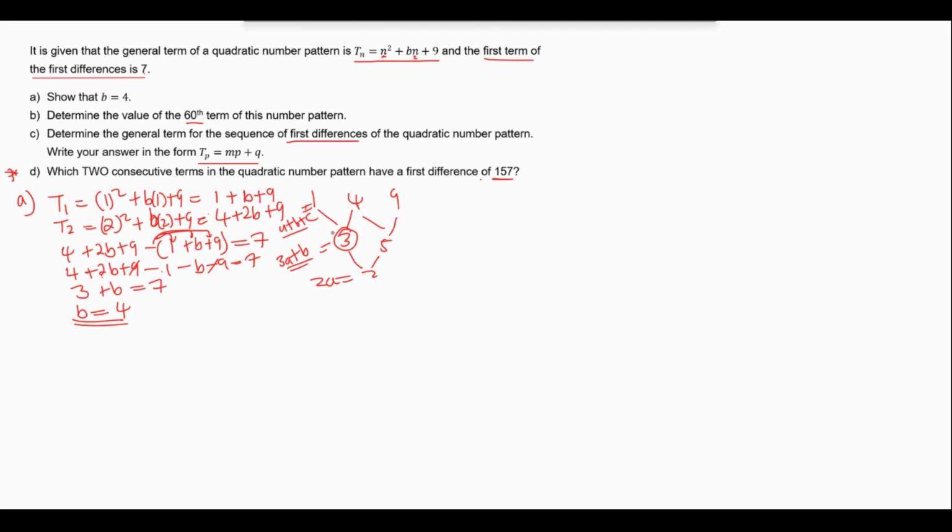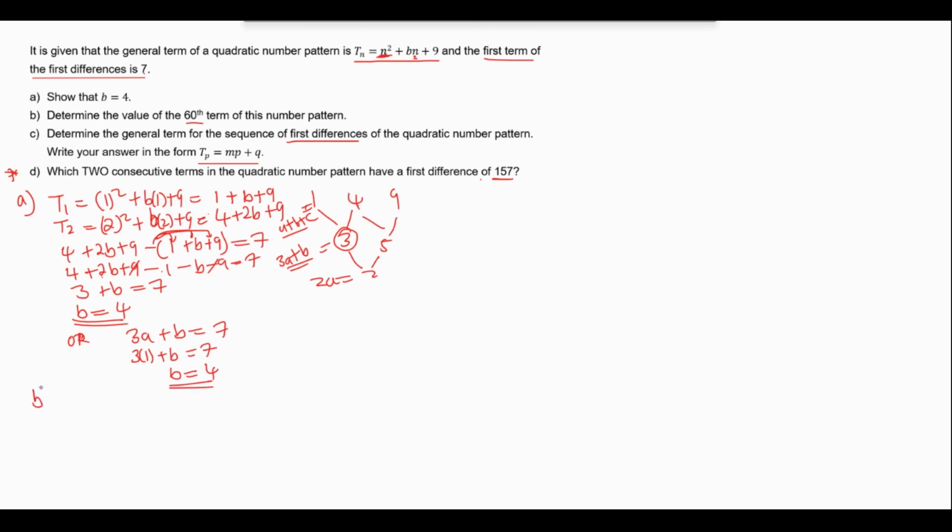So now 7 is the first term of the first differences. So you can equate 7 to 3a plus b. So you can say 3a plus b is equal to 7. But what is a? We have a from our general term here. This is n squared. It means a is 1. There's an invisible 1 here. So where there's a, you put 1. 3 times 1 plus b is equal to 7. Then 7 minus 3 is equal to 4. That's another way of doing it.